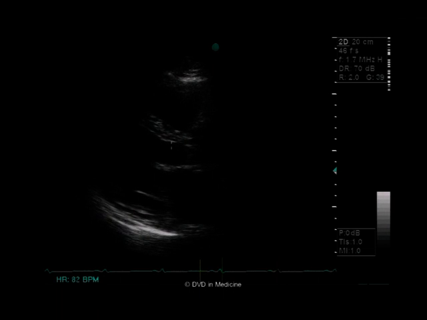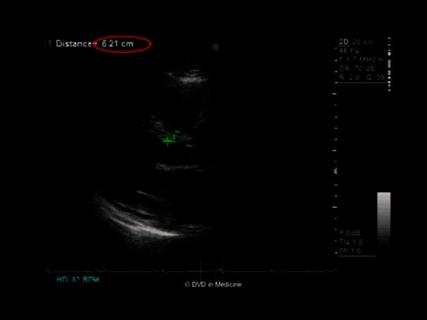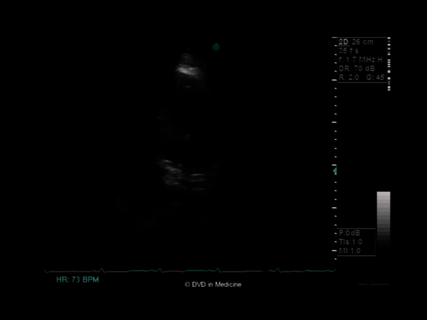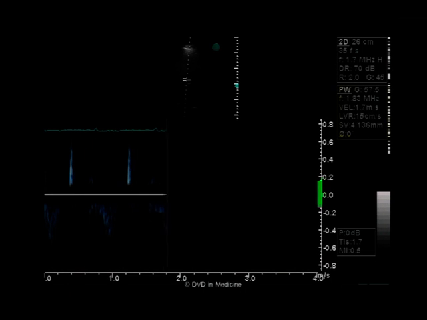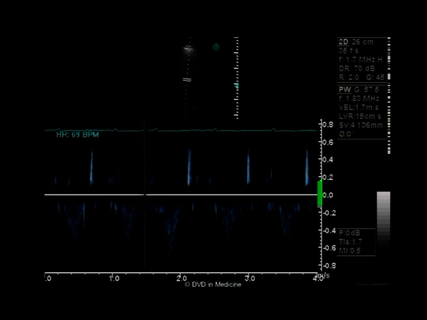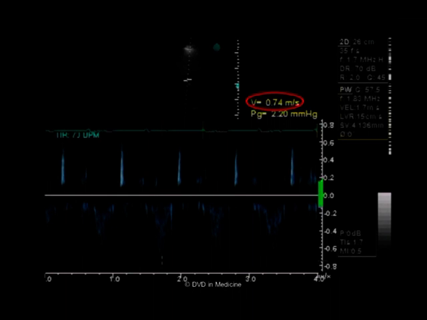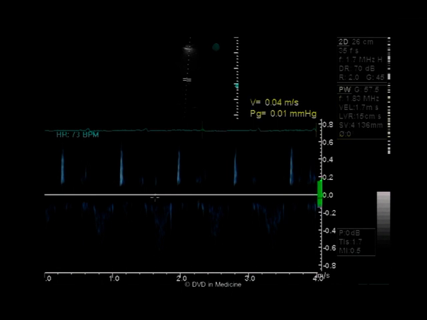Calculating ejection fraction using the Doppler method. The left ventricular diastolic dimension is 6.2 centimeters. The outflow tract diameter at the base of the aortic leaflets is 2.1 centimeters. We were lucky to obtain the pulse Doppler velocity time integral at the level of the aortic valves. The maximal velocity is 0.74 meters per second. The flow duration is 28 hundredths of a second.